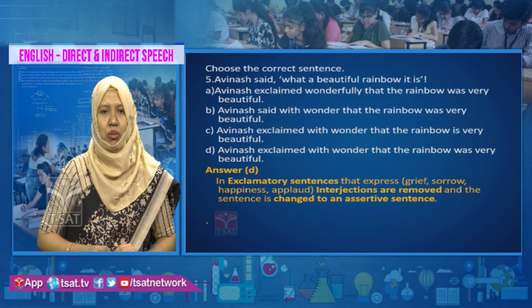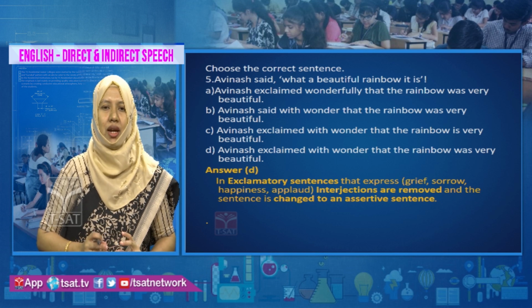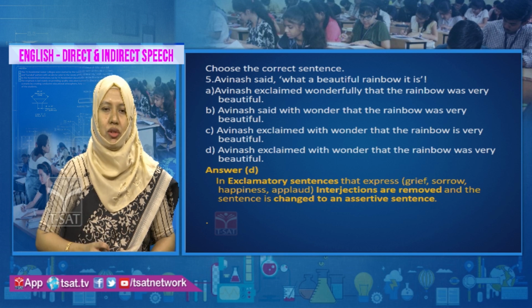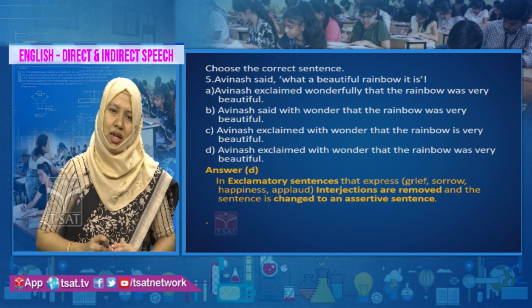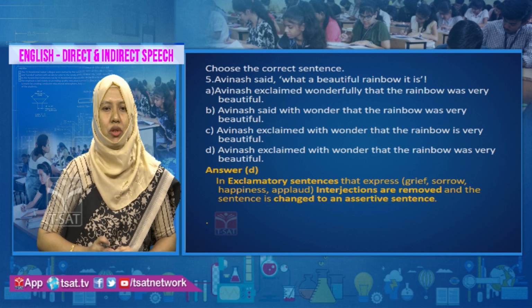Avinash exclaimed wonderfully that the rainbow was very beautiful. Option B, Avinash said with wonder that the rainbow was very beautiful. Option C, Avinash exclaimed with wonder that rainbow is very beautiful. Option D, Avinash exclaimed with wonder that the rainbow was very beautiful.